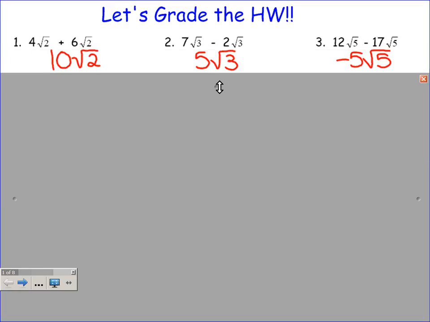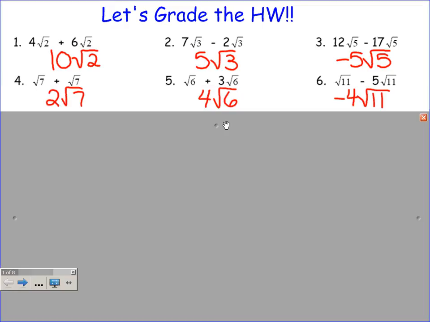Let's get started. The first one is 10 times the square root of 2. If they got it right, put a star next to it. Otherwise, write in the correct answer. Number 2 is 5 times the square root of 3. Number 3 is negative 5 times the square root of 5. Number 4 is 2 times the square root of 7. Number 5 is 4 times the square root of 6. Number 6 is negative 4 times the square root of 11.